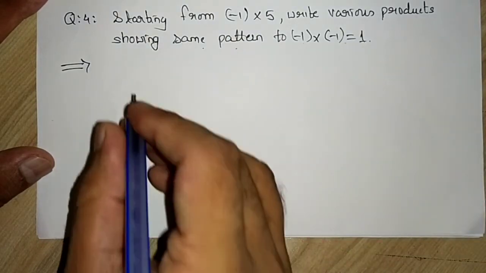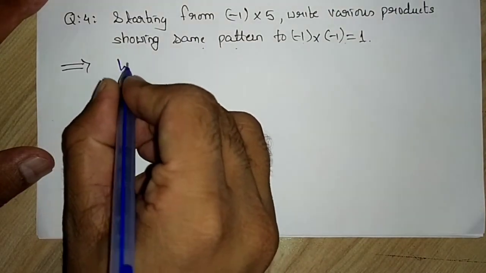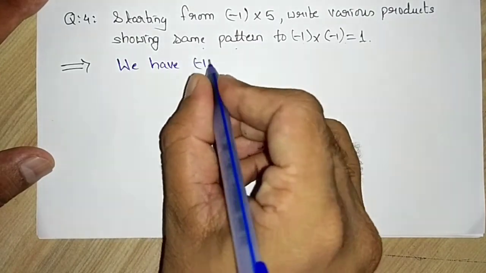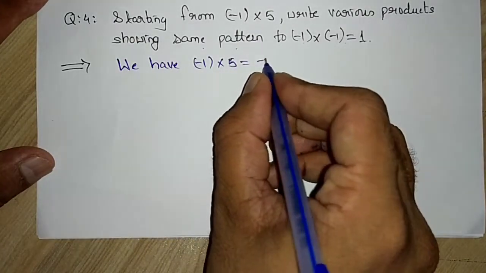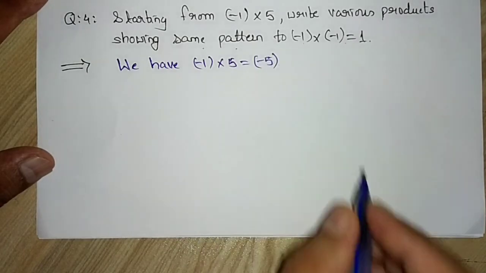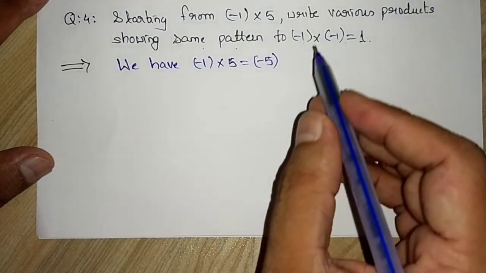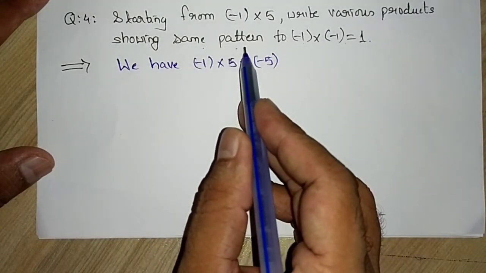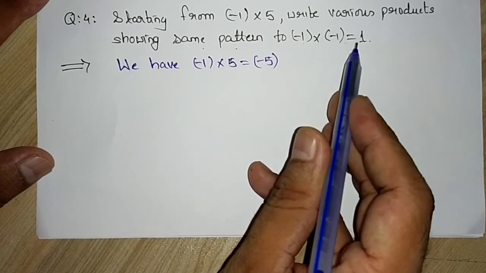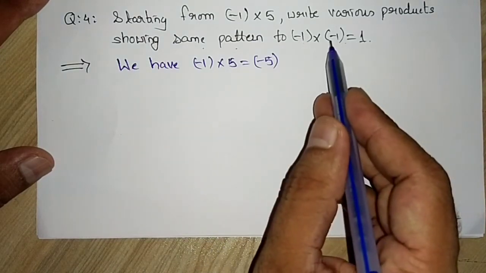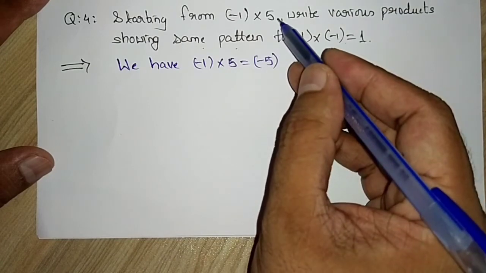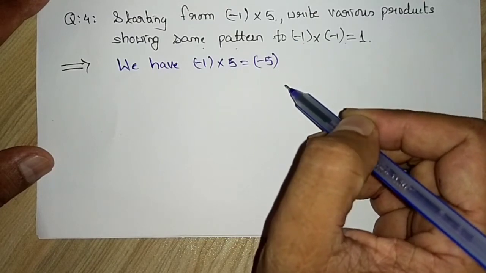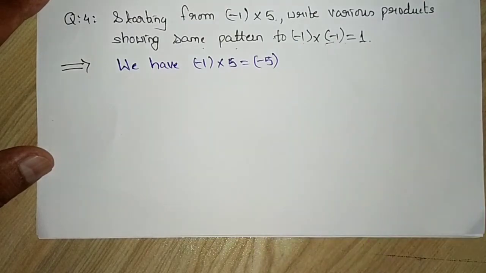So students, what we will do? We will write like this. We have minus 1 into 5 is equal to minus 5. Now we have to write various products showing the same pattern till we reach minus 1 into minus 1 is equal to 1. And how will we reach minus 1 into minus 1? We will continue to reduce 5 from 5, 4, 3, 2, 1, 0, and then finally we reach minus 1.